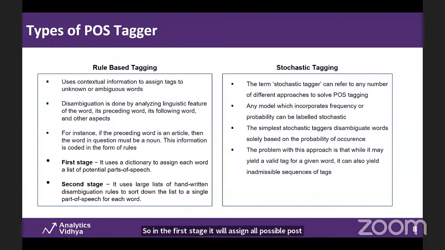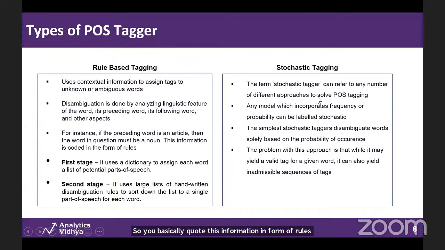And in the second stage, we have a certain set of handwritten rules which will help you arrive at a conclusion. So in the second stage, we basically tag whether the word act will appear as a noun or as a verb. This is based on a certain set of handwritten rules. So if you look at this example, if the preceding word is an article, then the word in question must be a noun. So you basically code this information in the form of rules to the machine.